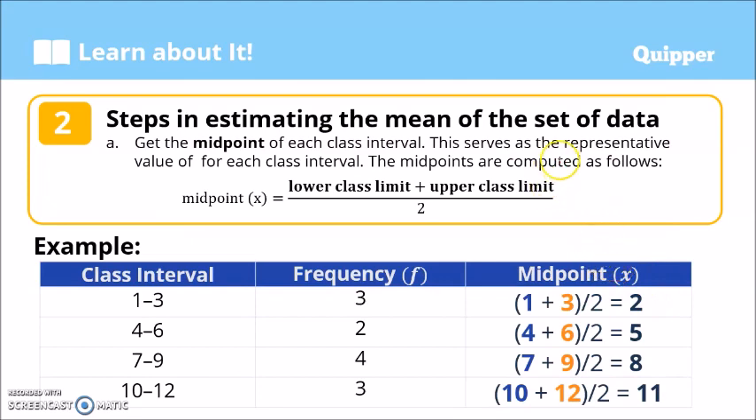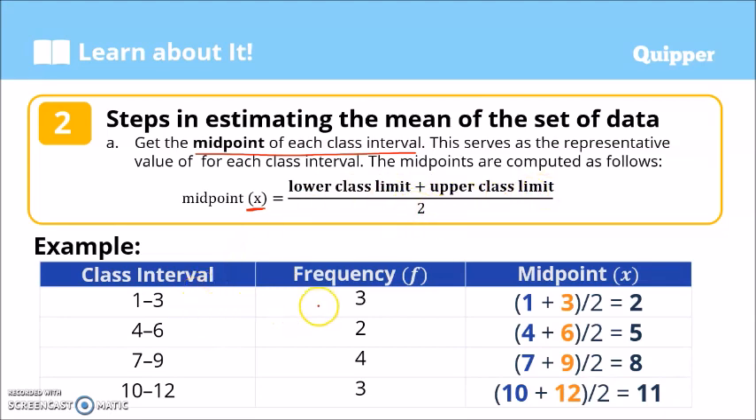When we estimate for the mean of a set of data, we have to get the midpoint of each class interval first. Okay? Midpoint. So, this serves as the representative of the value for each class interval. The midpoints are computed as follows. So, we have here midpoint denoted by X. And then, it is solved by adding the lower class limit and the upper class limit, and we divide it by 2.